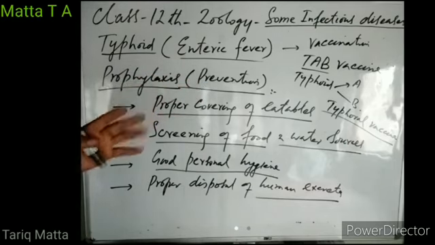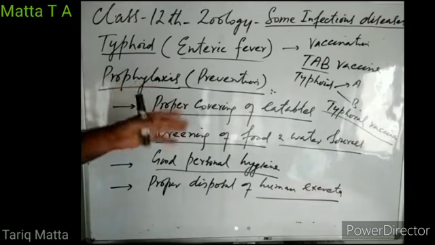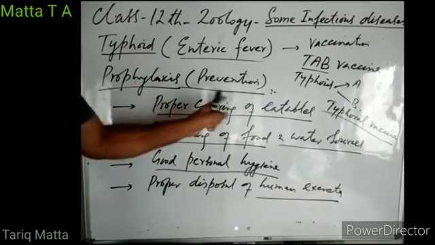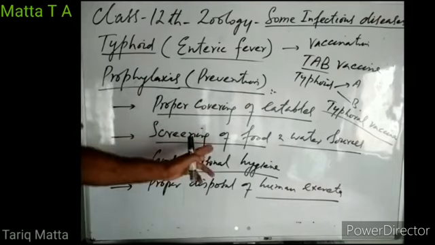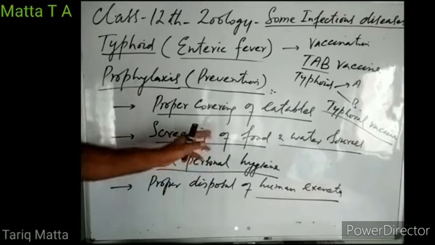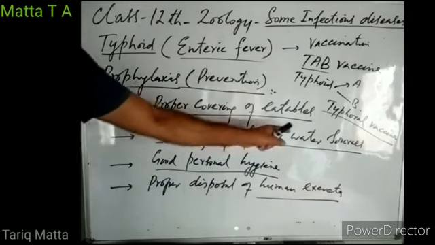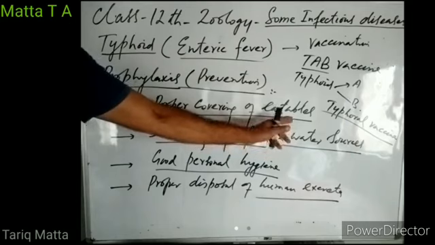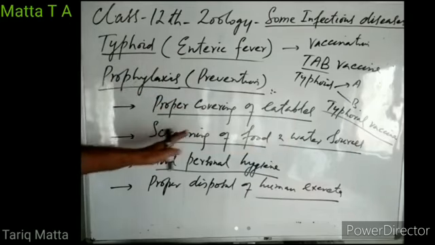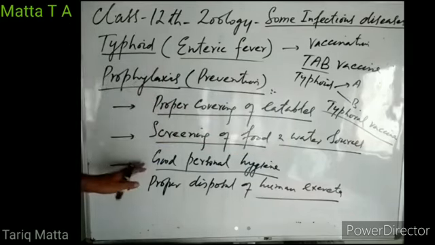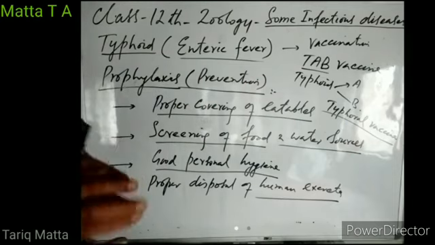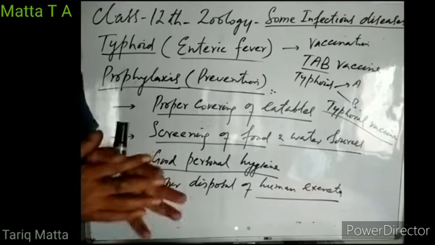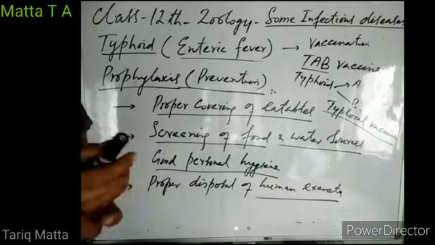So prevention is always better than cure. If you want to save yourself from the typhoid attack, then you should properly cover your eatables. You should monitor where your food is coming from. Is it coming from a hygienic source or an unhygienic source? Where is your water coming from? Is it fit for drinking or not? So screening of food and water sources is essential. Maintaining good personal hygiene is very much essential. Before eating meals, one must thoroughly wash his or her hands with soap.